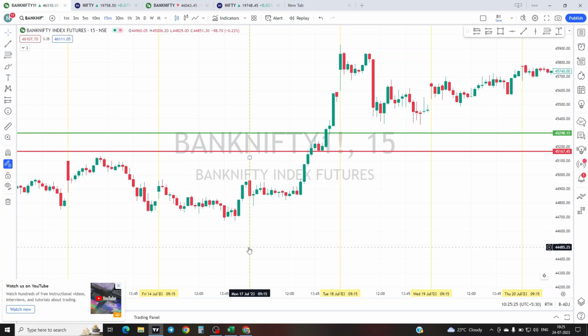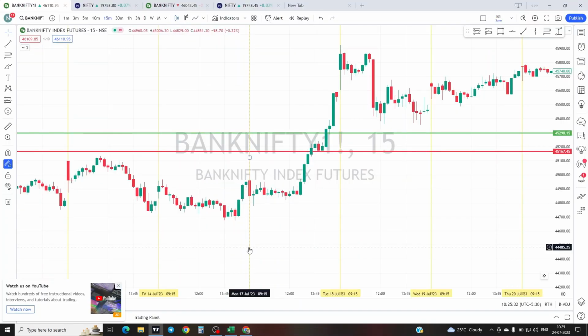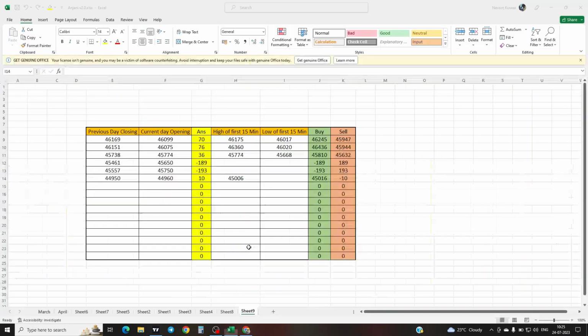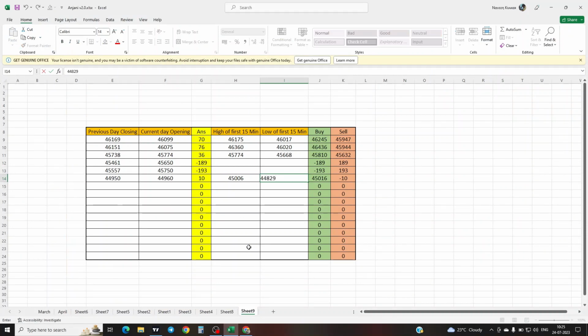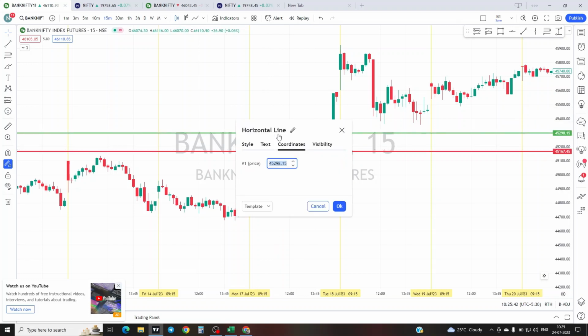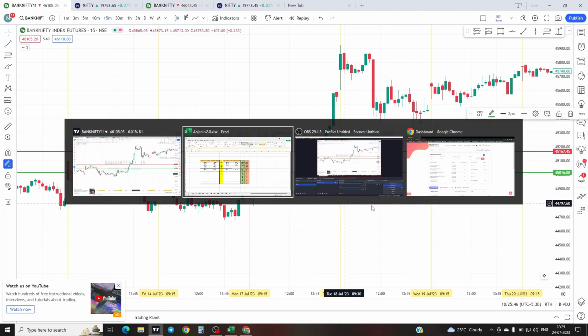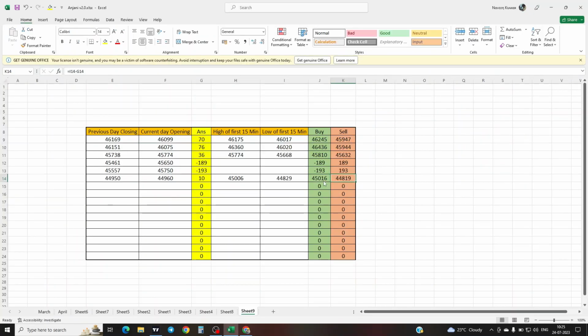And what was the high? The high was 45006. And what was the low? 44829. The levels we got are 45016 for buy. For sell it is 44819.